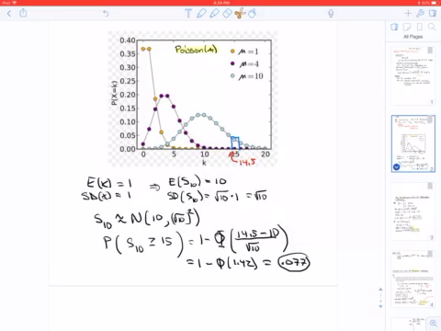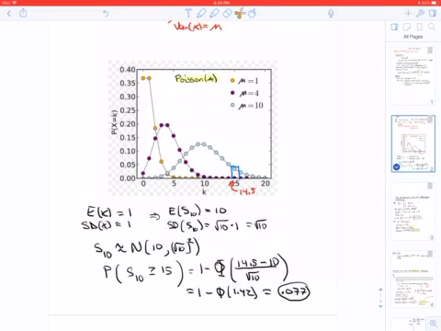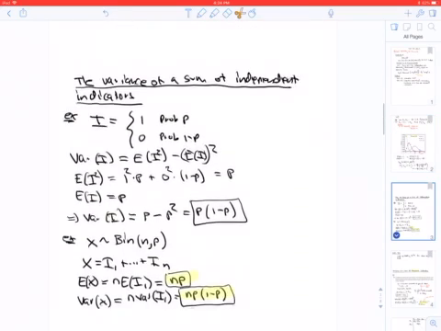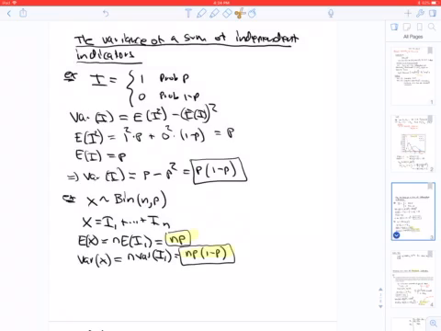So the probability that S10 is greater than or equal to 15 is the sum of all those rectangles to the right of 15. If we want to do a normal approximation, we need a continuity correction starting at 14.5 because the width of the first rectangle is 1. And so we get 1 minus phi, 14.5 minus the mean over the SD, which turns out to be 0.077.